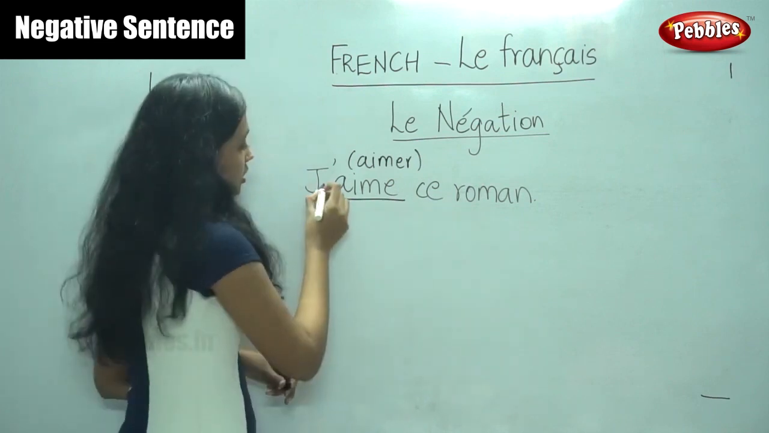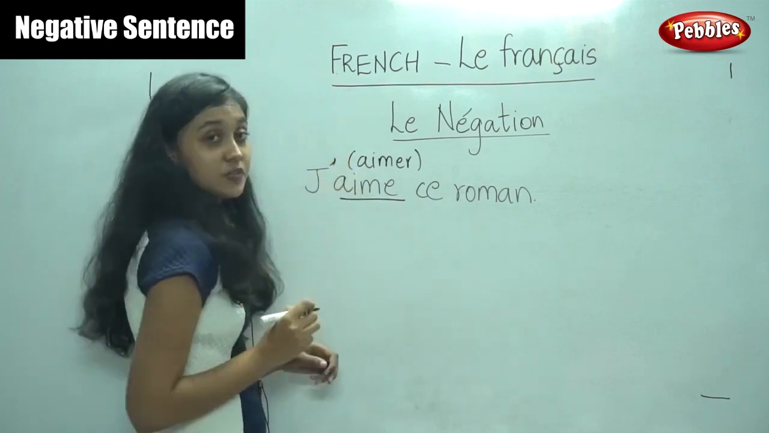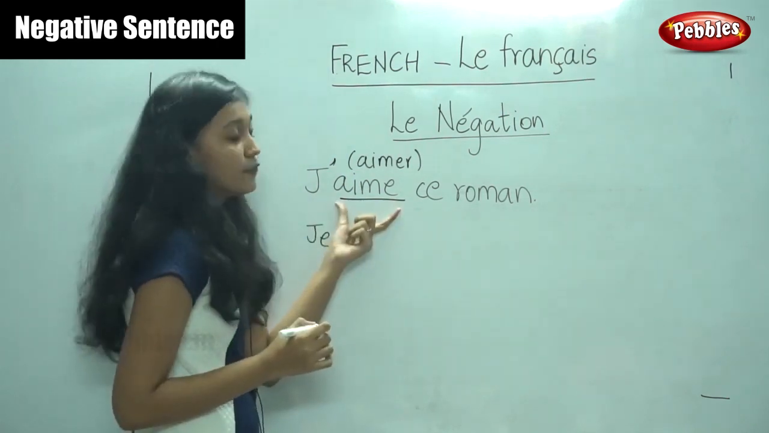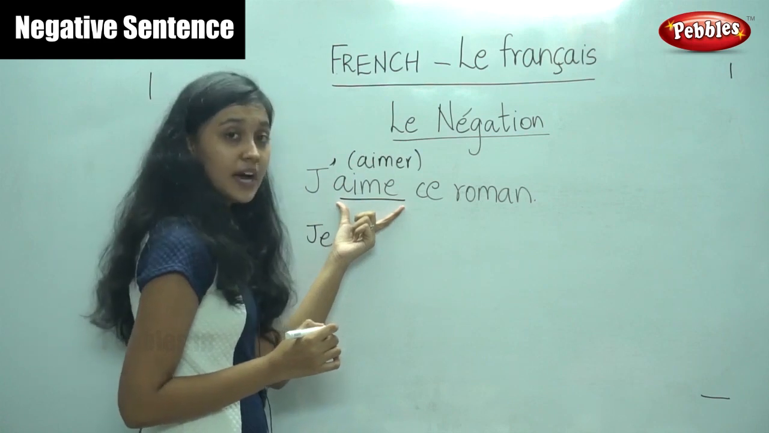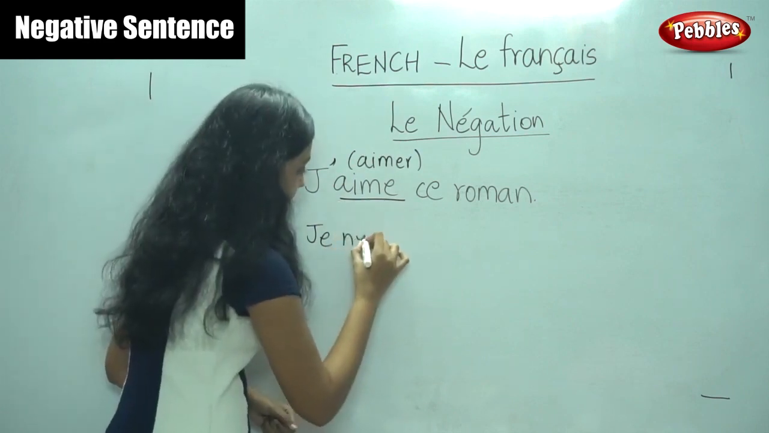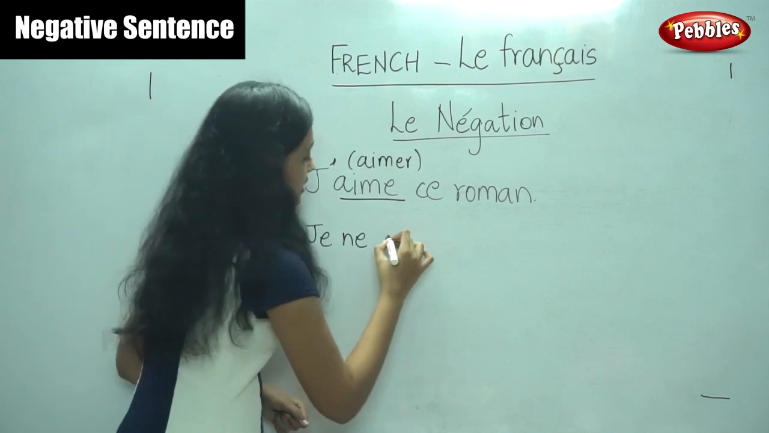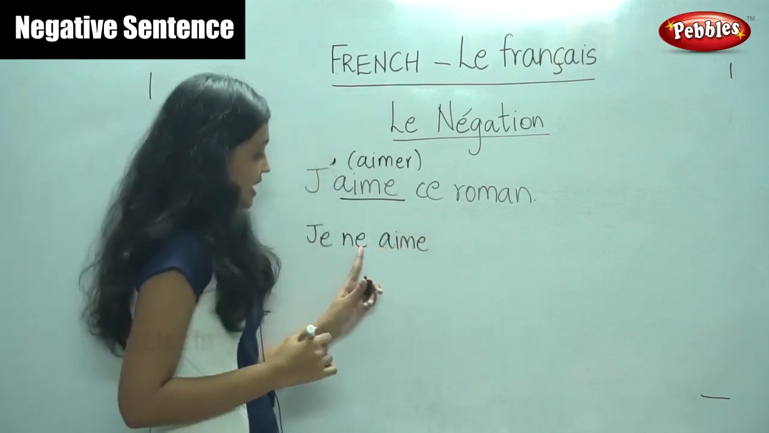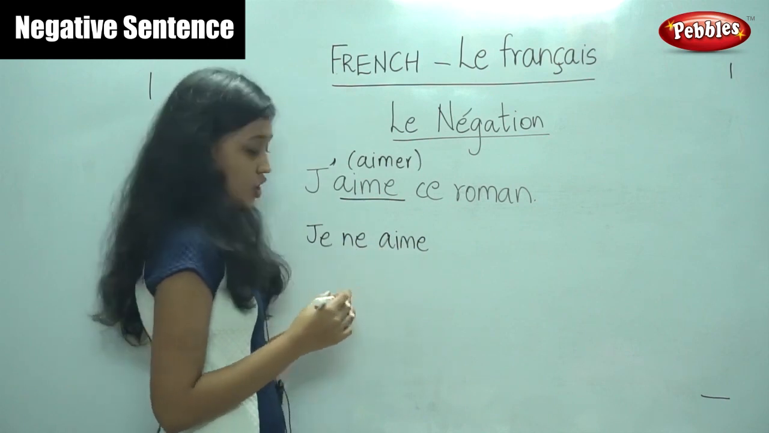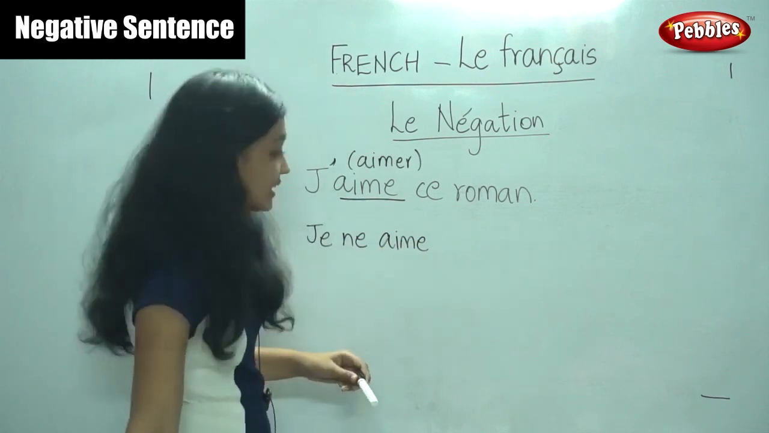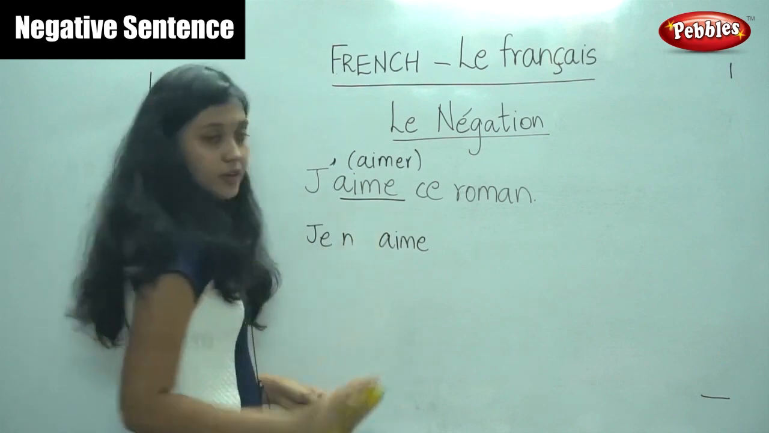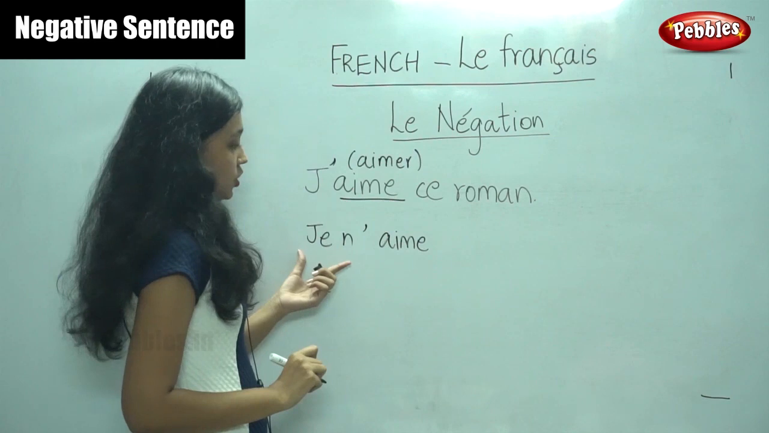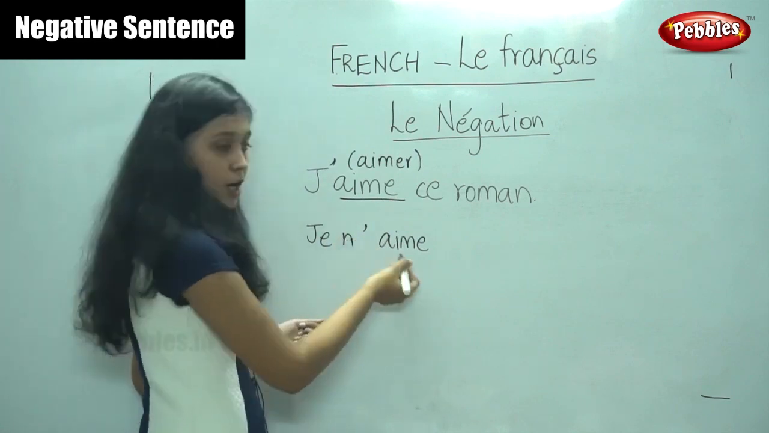So, here this is an apostrophe. So, we would write je. Before the verb, what will you add? Ne. And aime. But, as you can see, there is a vowel clash here. So what would we do when there is a vowel clash? We would remove this vowel and place the apostrophe here. So we have placed n before the verb.